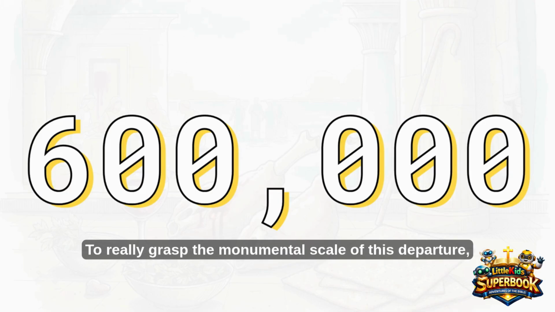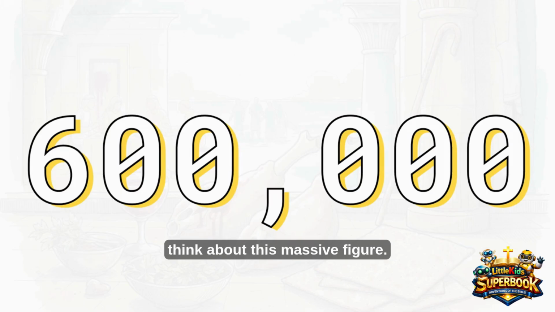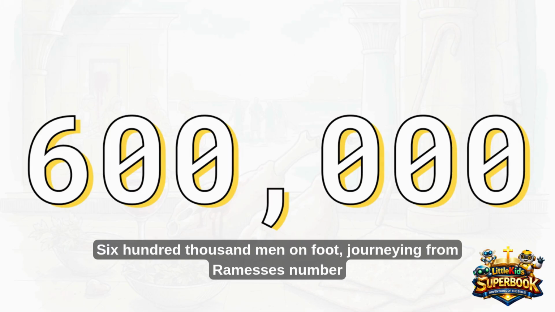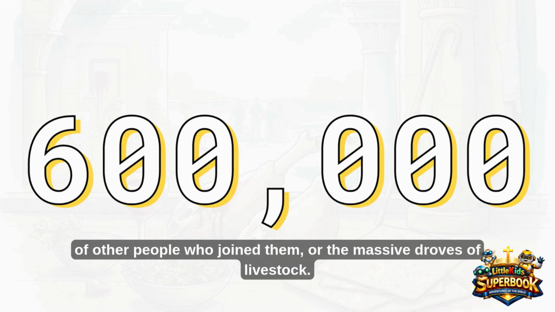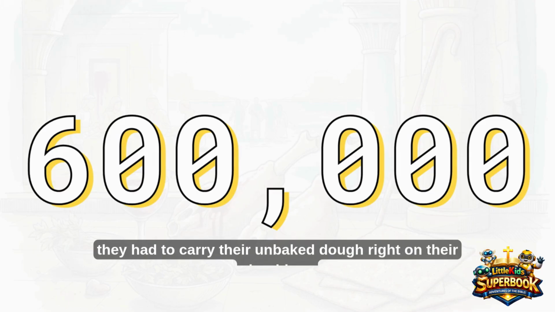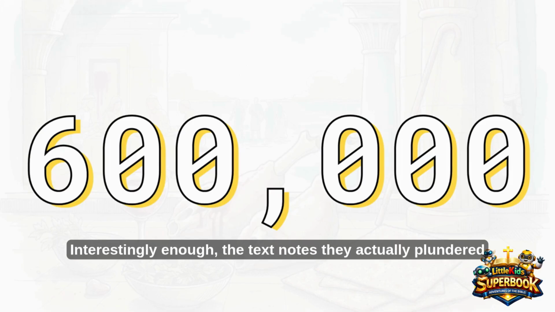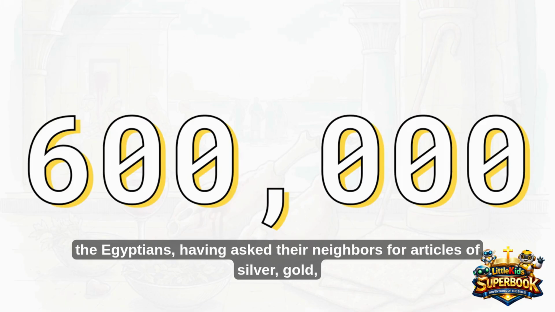To really grasp the monumental scale of this departure, think about this massive figure, 600,000 men on foot journeying from Ramses to Sukkoth. And remember, that number doesn't even include the women, the children, a multitude of other people who joined them, or the massive droves of livestock. They left so incredibly fast, they had to carry their unbaked dough right on their shoulders. Interestingly enough, the text notes they actually plundered the Egyptians, having asked their neighbors for articles of silver, gold, and clothing before they fled.